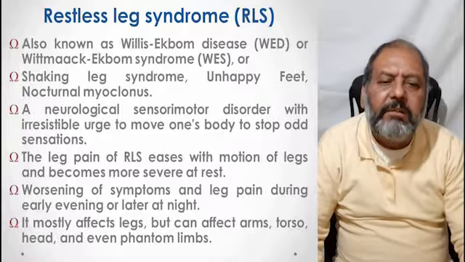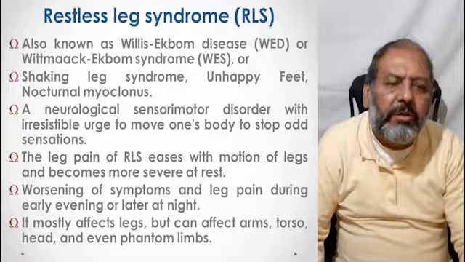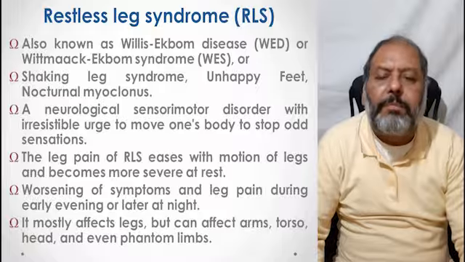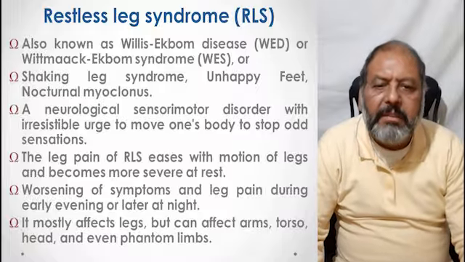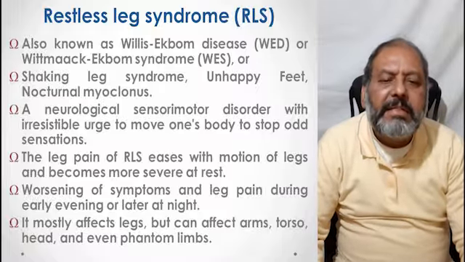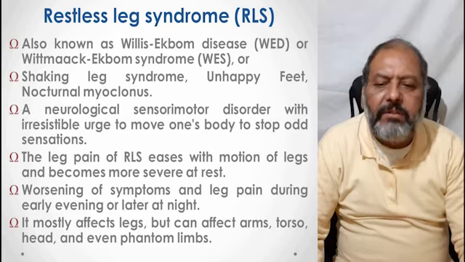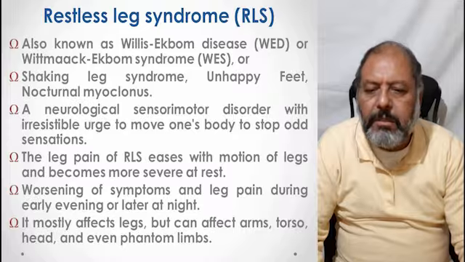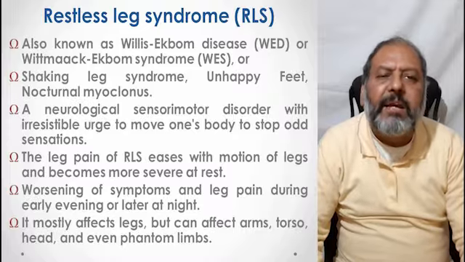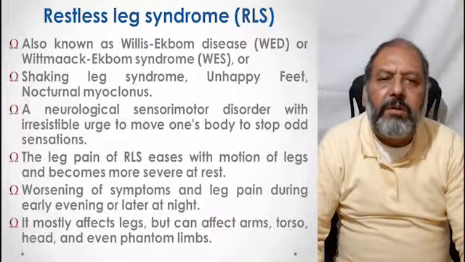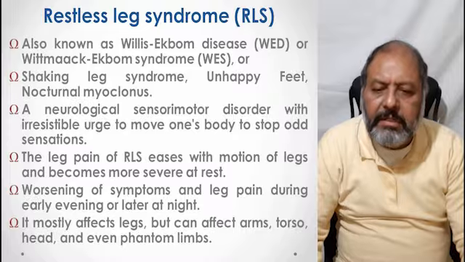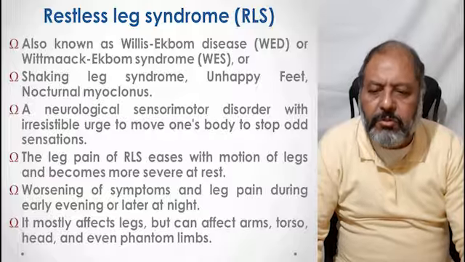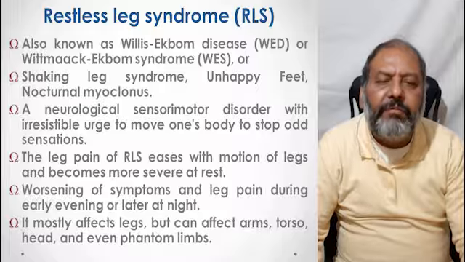It is a neurological sensory motor disorder with an irresistible urge to move one's body to stop odd sensations. The leg pain of RLS eases with motion of the legs and becomes more severe when the person is at rest. Worsening of the symptoms and leg pain during early evening or late at night occurs. It mostly affects legs, but it can affect arms, torso, head, and even phantom limbs.